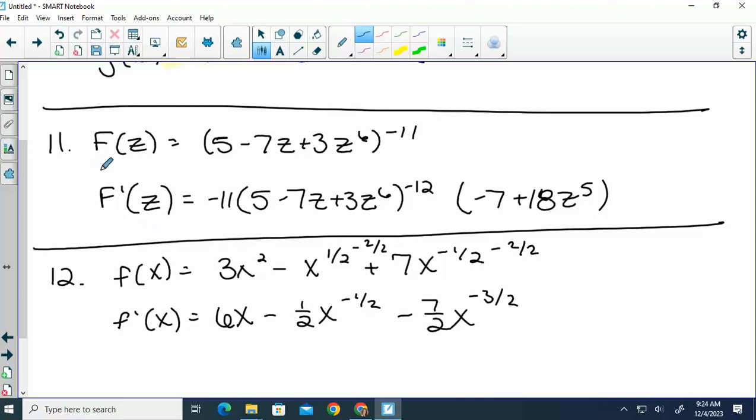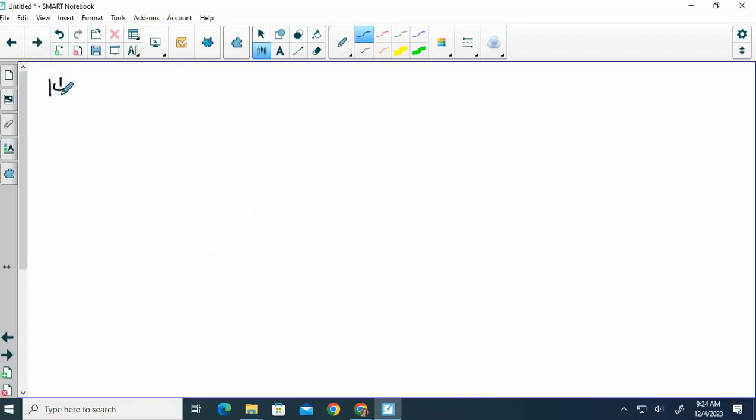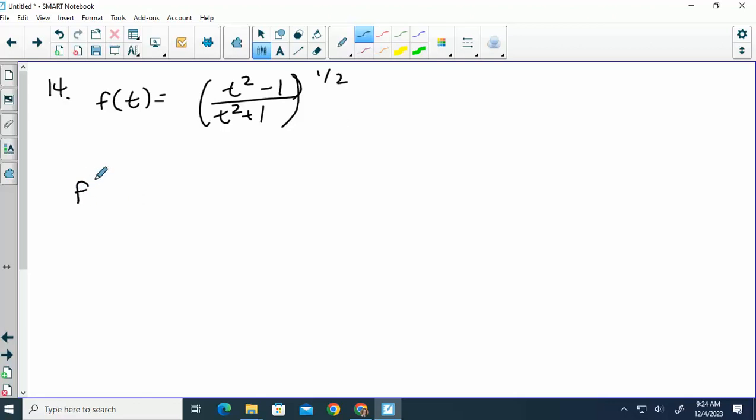Number 14. Okay, different ways of writing this. At the very least, instead of a square root, we should do a 1/2 power. So the exponent comes down. Inside stays the same. Subtract 1 from the power, 1/2 minus 1. Times the derivative of the inside.